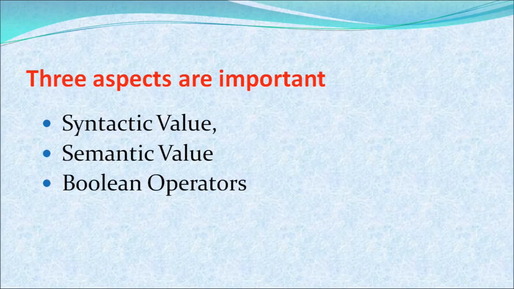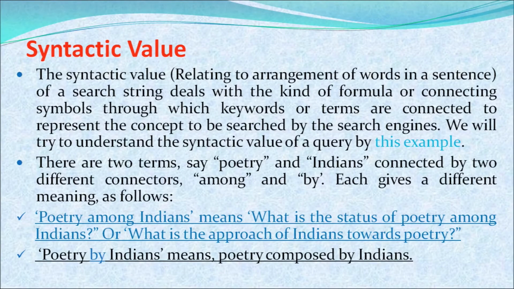There are three aspects which are very important for searching: the syntactic value, the semantic value, and the Boolean operators. We will be discussing these three aspects separately. Now we are coming to the syntactic value. Syntactic value relates to the arrangement of words in a sentence or search string. It deals with the kind of formula or connecting symbols through which keywords or terms are connected to represent the concept to be searched by the search engine.